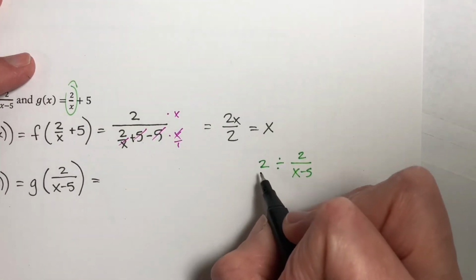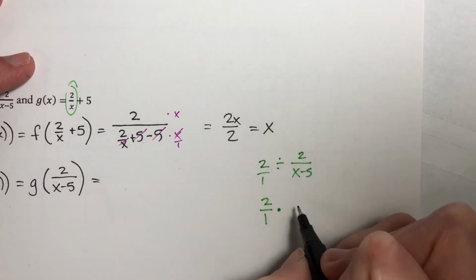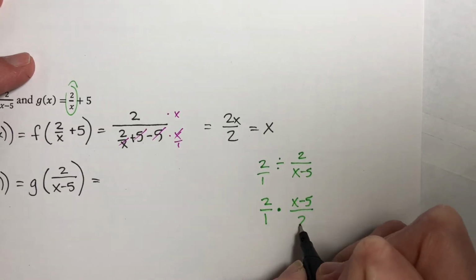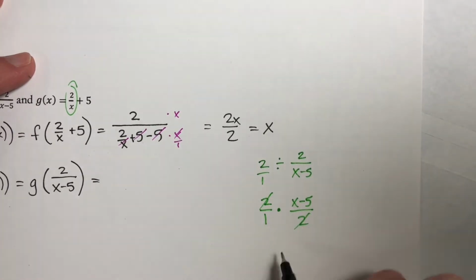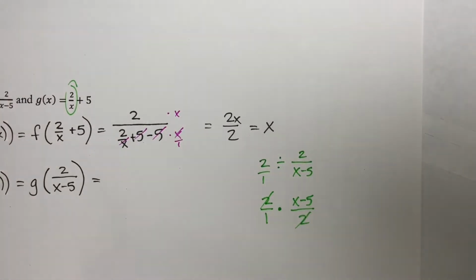Okay, so this is over 1. This will be the same thing as 2 over 1 times, do the reciprocal of this, (x minus 5) over 2. And so these 2's cancel out. So when I plug into just this part, I get x minus 5.